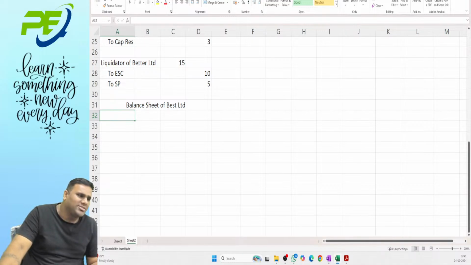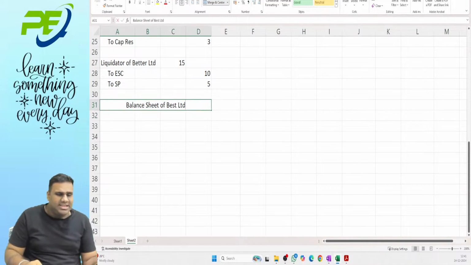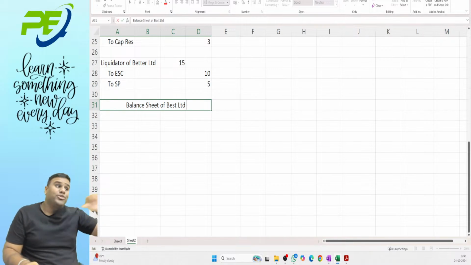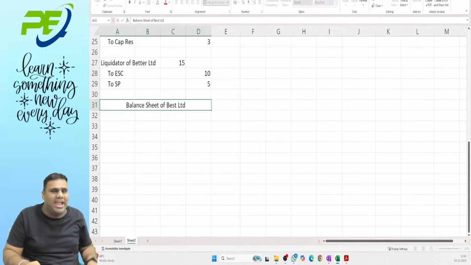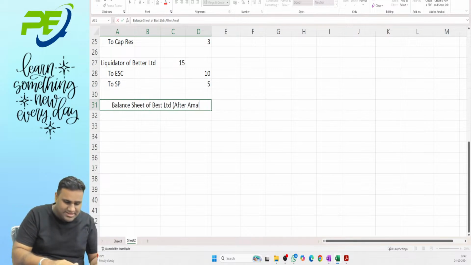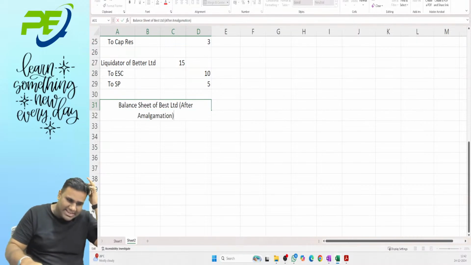Did you bring the book? Balance sheet of Best Limited. Generally, when we use internal reconstruction, what do we write? And reduce. Now can we write and increase? After amalgamation. You will know in time.